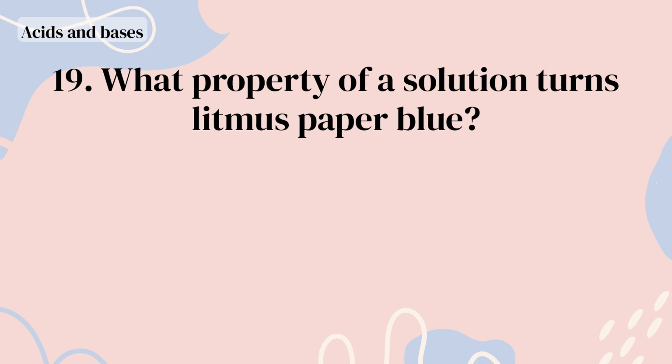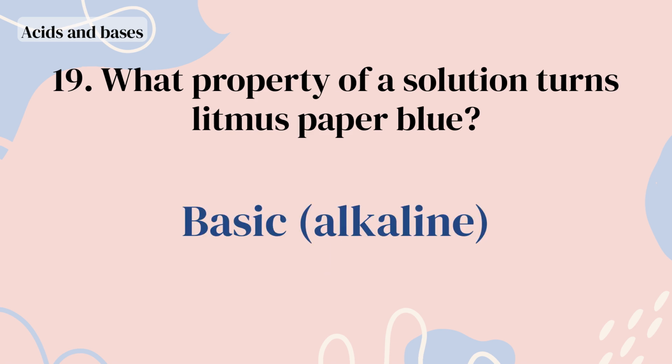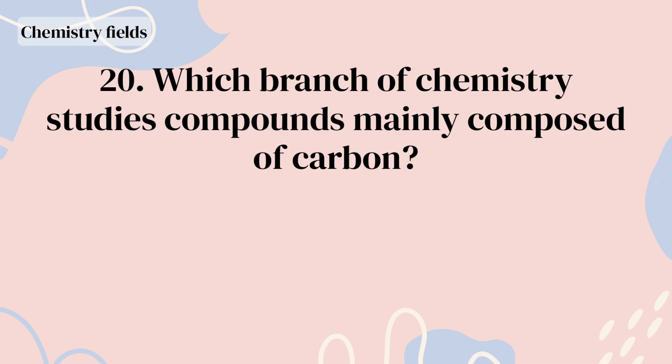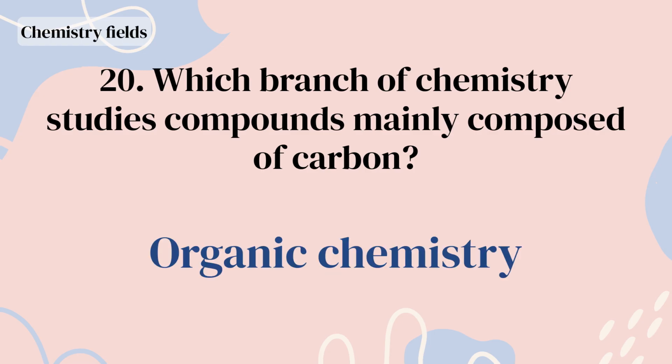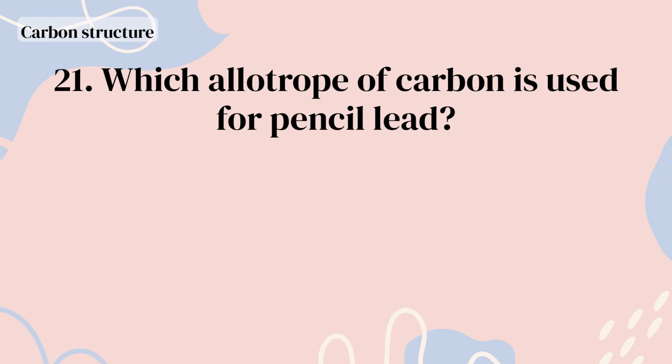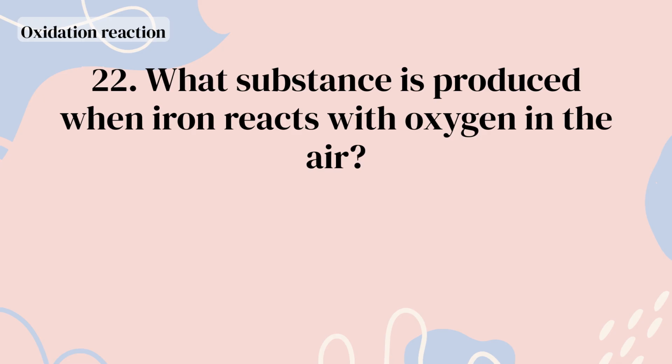Salt and water. What property of a solution turns litmus paper blue? Basic, alkaline. Which branch of chemistry studies compounds mainly composed of carbon? Organic chemistry. Which allotrope of carbon is used for pencil lead? Graphite. What substance is produced when iron reacts with oxygen in the air?